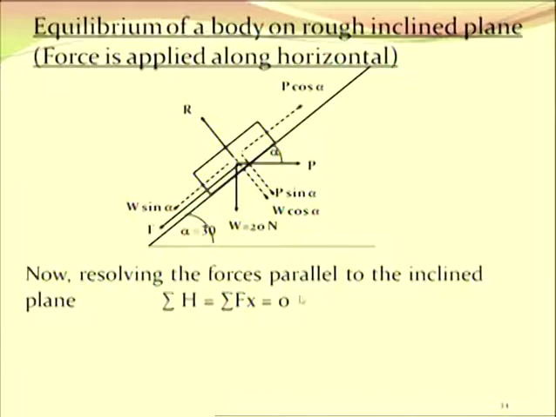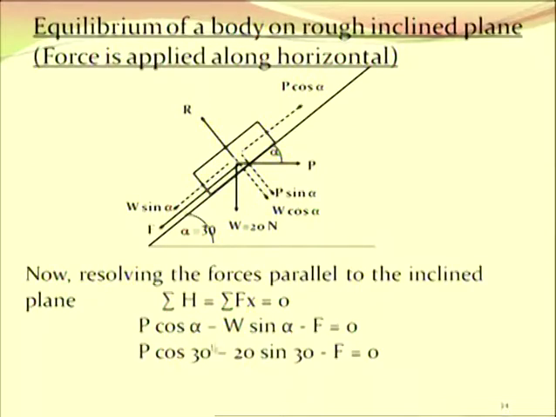Now resolving the forces parallel to the inclined plane. P cos alpha acts towards the positive x-axis, W sin alpha towards the negative x-axis, and F, which is also towards the negative x-axis. So of the 3 forces, P cos alpha is positive, and W sin alpha and F are both negative. So P cos alpha minus W sin alpha minus F is equal to 0. Putting in alpha as 30 degree and W as 20, P cos 30 minus 20 sin 30 minus F equals 0.